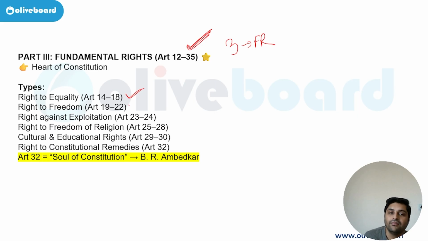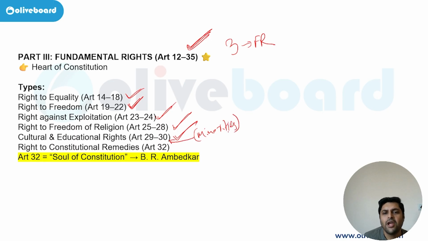Right to freedom, 19 to 22. These are very important articles. We'll be looking at it again. Right against exploitation, 23, 24. Right to freedom of religion, Article 25, 26, 27, 28. Cultural and educational rights, 29 and 30. It includes the right of minorities as well.